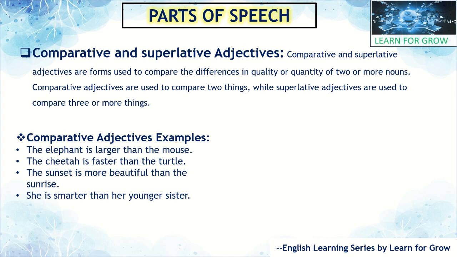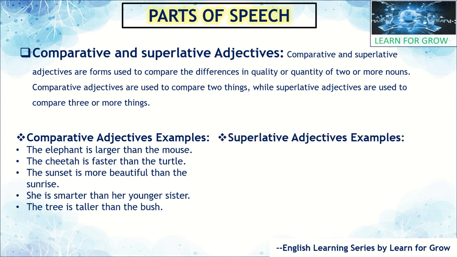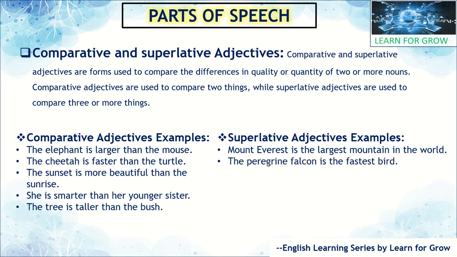Right? And the sunset is more beautiful than the sunrise. She is smarter than her younger sister. Means it gives the relationship of two. The tree is taller than the bush. Right? And here see the superlative adjectives. Example, Mount Everest is the largest mountain in the world. Right? It compares Mount Everest with many of the mountains. Right? So that was the superlative, means more than two. The peregrine falcon is the fastest bird. It is comparing with the other birds, more than one.